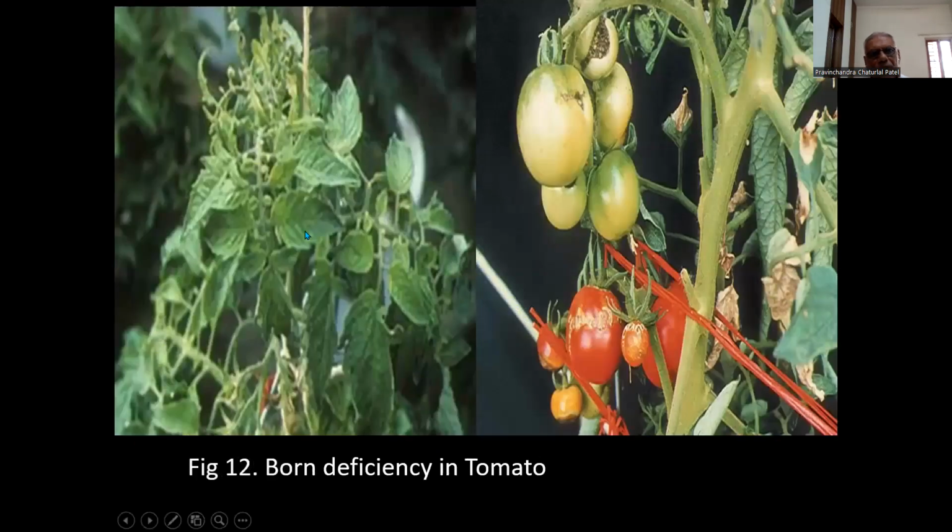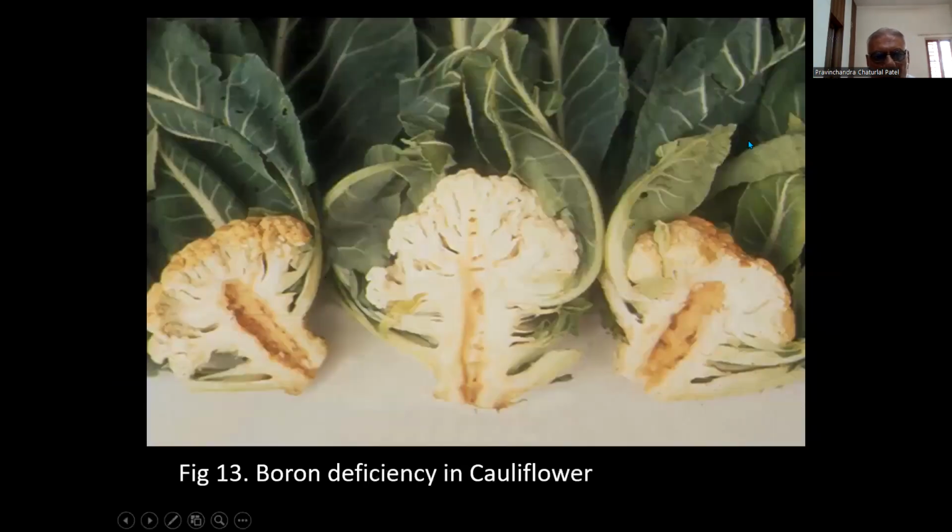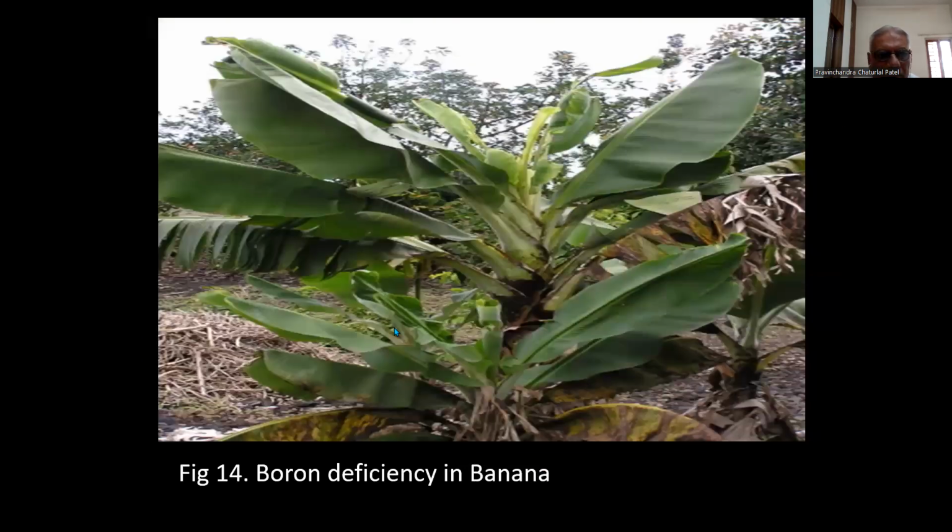Then boron deficiency in tomato, you can see here the boron deficiency in tomato and the cracking of the fruits of the tomato, and we are not getting the higher price of the tomato. Then boron deficiency in cauliflower. Then boron deficiency in banana, you can see the stunted growth.